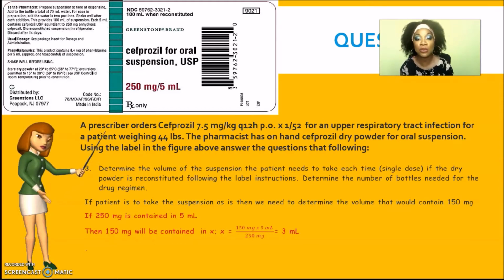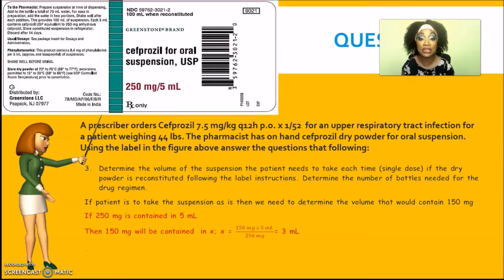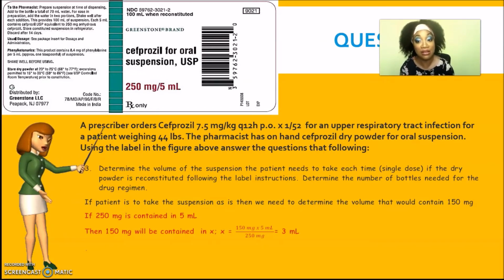Of course, we start from what is known. We know the concentration. Every 5 mils contain 250 milligrams of the drug. Therefore, 150 milligrams will contain X, and X will be 3 mils. So that means the patient is going to have to take 3 mils of the suspension, which is what we typically do in the normal setting. However, there are times when you're going to have to dilute, which we'll see in question 4.